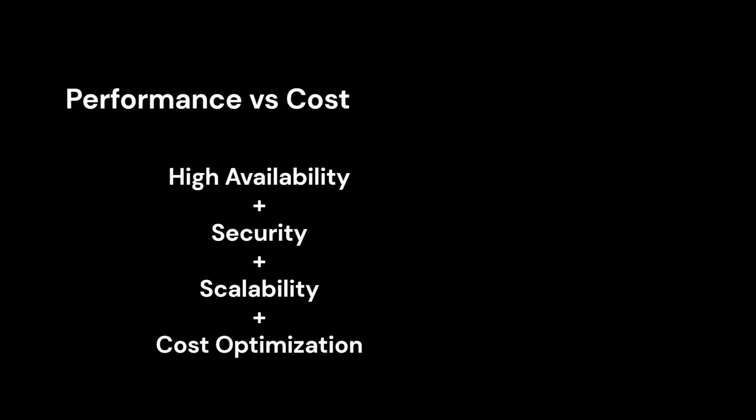But performance improvements come with a cost. Running more servers, larger databases, and additional infrastructure can increase operational expenses. A good architecture considers questions like: do we need real-time processing everywhere? Can we use caching instead of expensive scaling? Can some workloads run asynchronously? Are we paying for resources that are not being used?